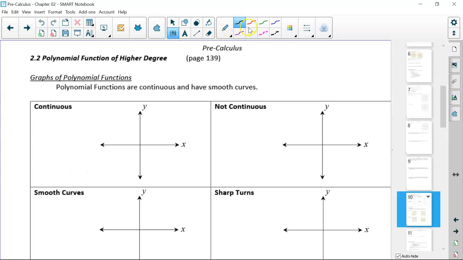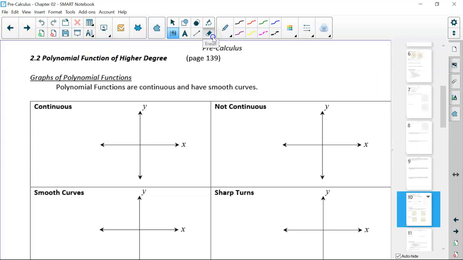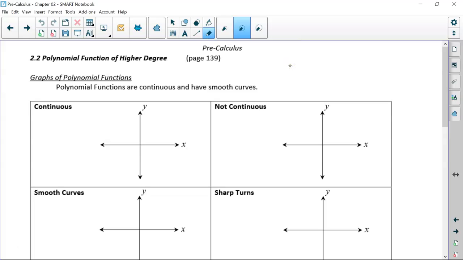Welcome to section 2.2. We're talking about polynomial functions of higher degree. So in the last lesson we talked about quadratics, and these are going to be polynomials of a higher degree than just degree 2. For the graph to be a polynomial, it has to be continuous and have smooth curves.